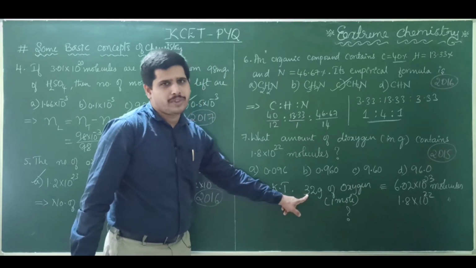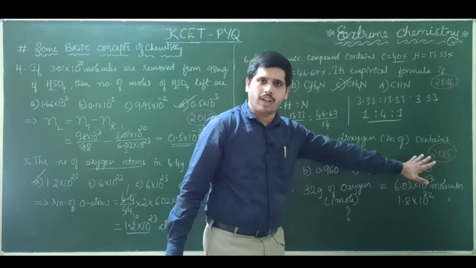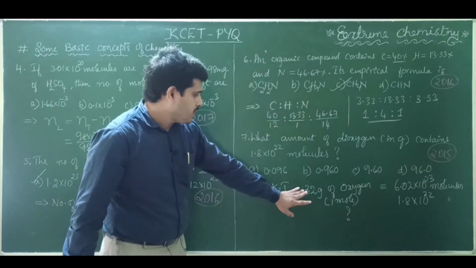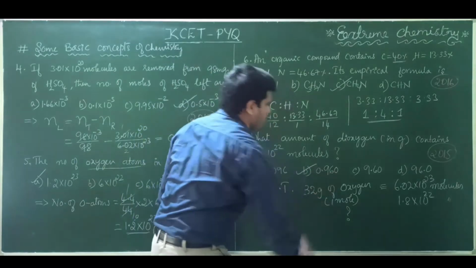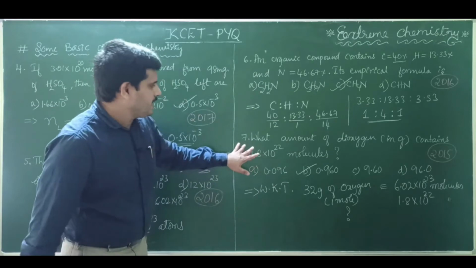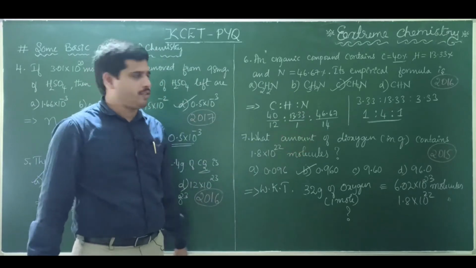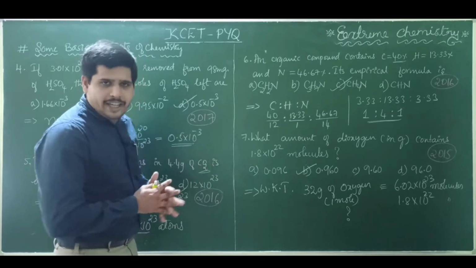How much is it? 9.6. But you have 10 to the power 1 in the denominator. So 9.6 divided by 10 is 0.96. So option B will be your answer in this case. So that is about the 7th problem in the year 2015. Now let us move on to the next, 2014, that is the 8th problem.